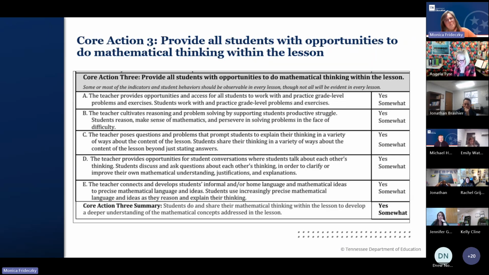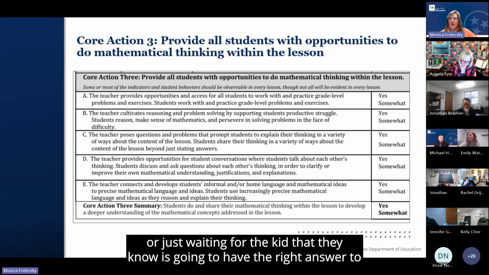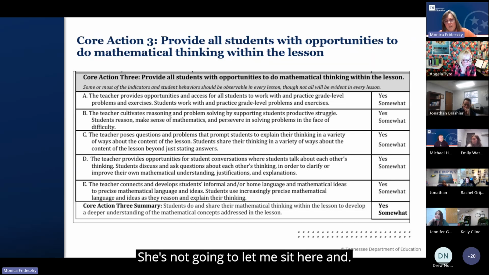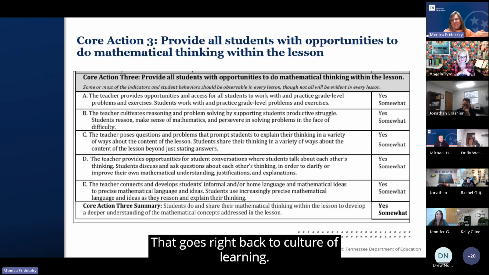It's sometimes not evident right away, but you can see if students are thinking or just waiting for the kid that they know is going to have the right answer to answer. Or waiting, if I wait long enough, the teacher's going to give me the answer. She's not going to let me sit here and struggle. If I wait long enough, again, can the student disappear? That goes right back to culture of learning.